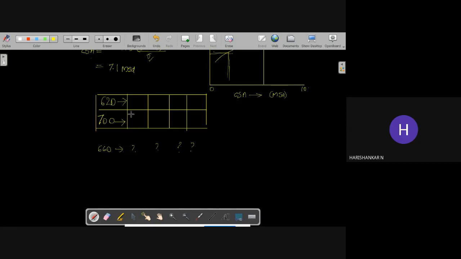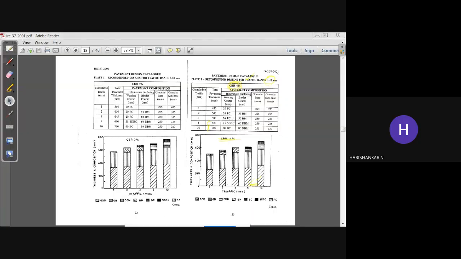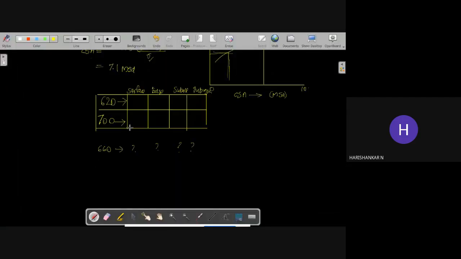Okay, so here for 620, you can refer to the surface course, base course, sub base, and subgrade. So in this way you can find the individual thickness. So here you can see it is 25 to 40 mm. So it is the surface course, and here it is the binder course and the base course.